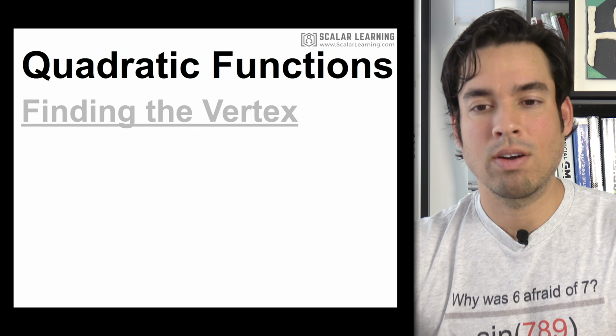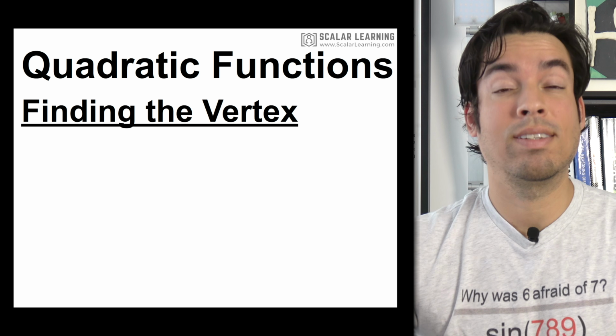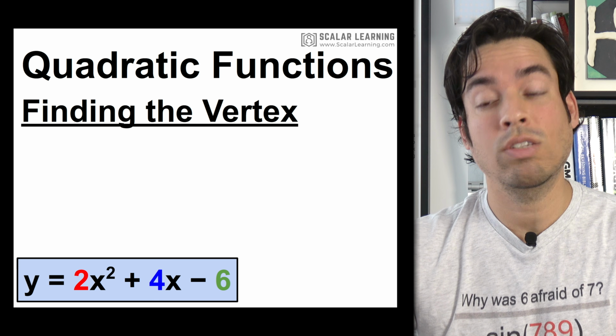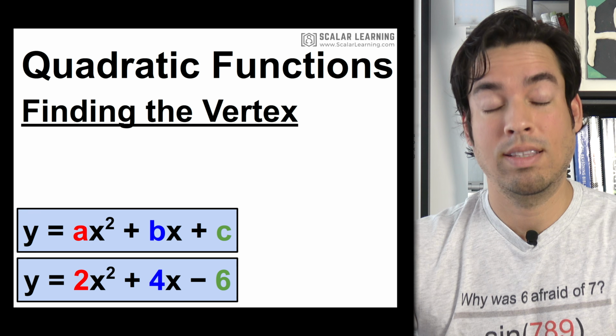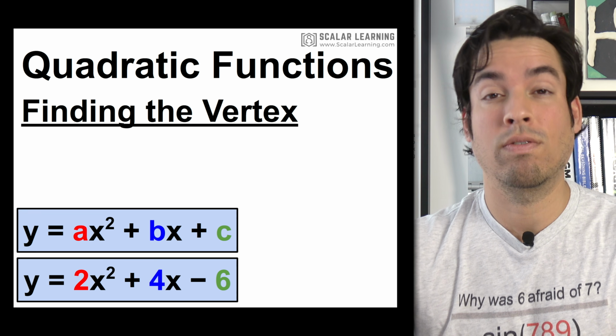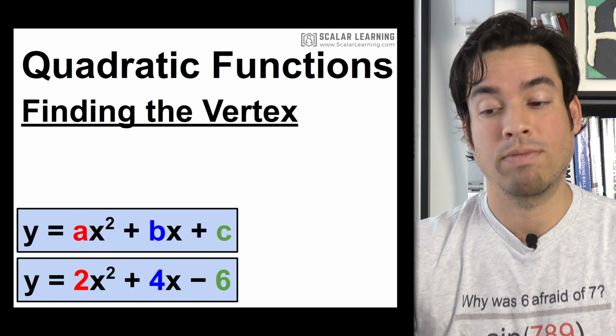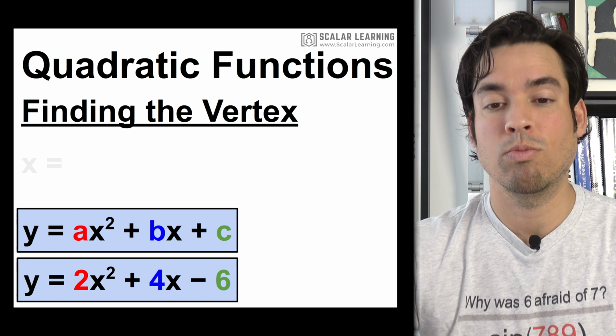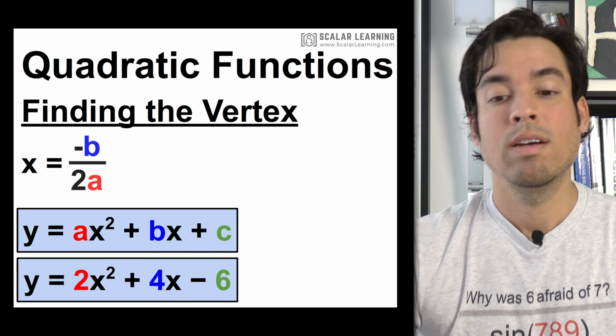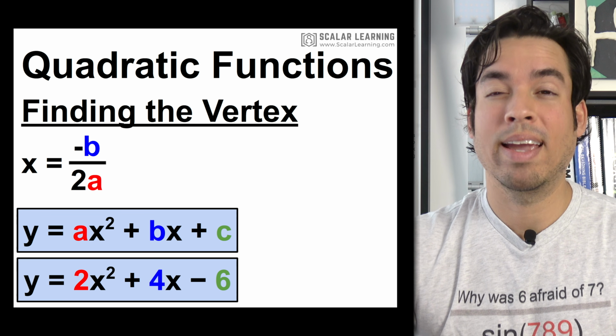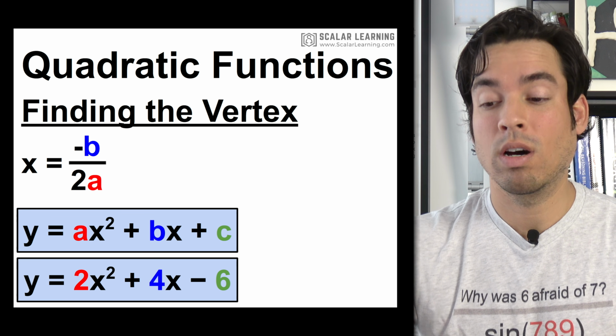Now let's talk about how you find the vertex if it's not in vertex form. So again, if it's in vertex form, it's pretty easy to see, but let's take this example when it's in standard form. Now there's a really important formula that you've got to know in order to find the vertex. When it's in standard form, you can find the vertex by putting -b over 2a, and then that will be the x value of the vertex.